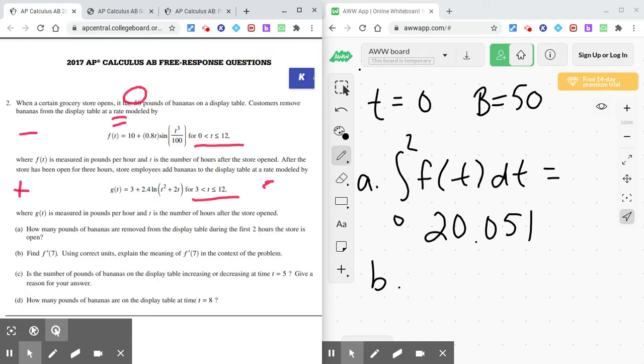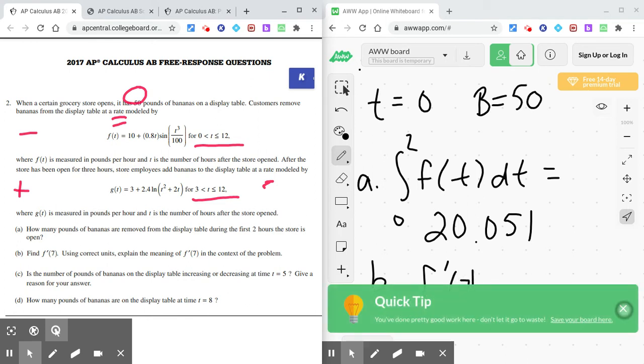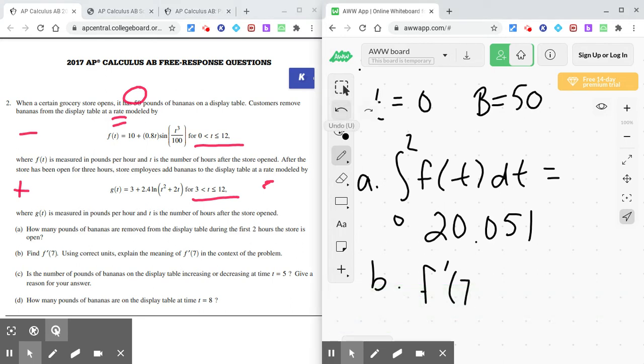Let's talk B. B says find f prime of 7. Using correct units, explain the meaning of f prime of 7 in the context of the problem. I need f prime of 7. And there's no way, if I have a calculator, that I'm going to do the derivative of f of t by hand. That chain rule, product rule, there's no way I'm going to be doing that. Instead, I'm going to use my calculator, and either in the home screen or in the graph screen, whichever you prefer. I'm probably going to do this in my home screen and do the derivative evaluated at 7, right?